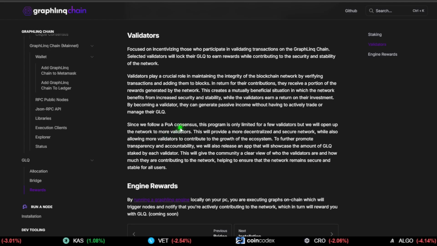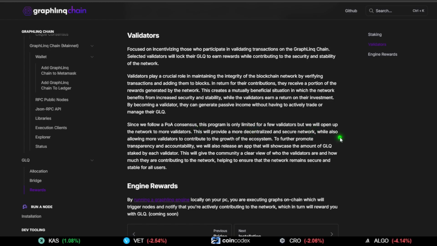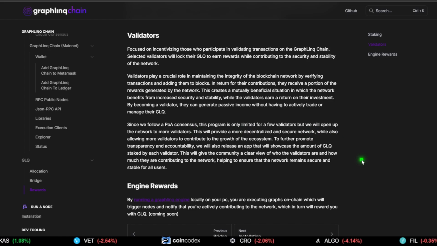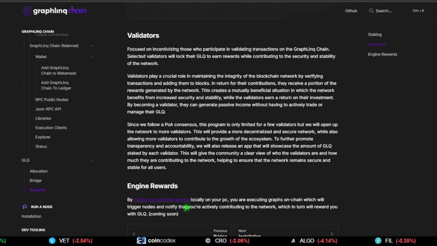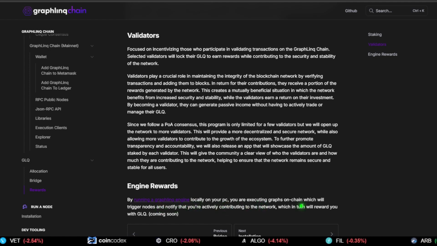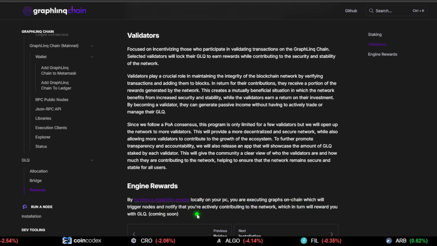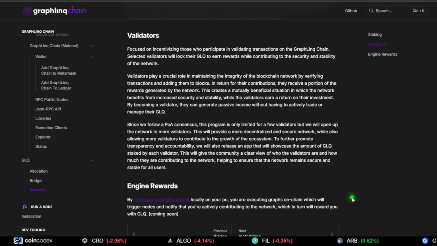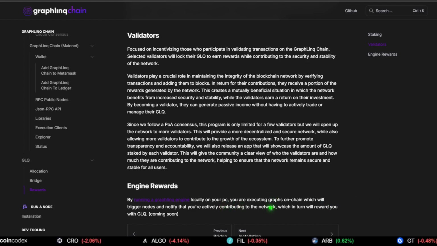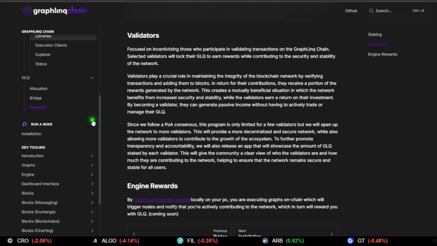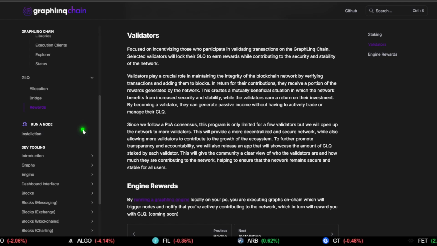So proof of authority consensus, which is what we talked about already. That's their consensus mechanism going forward. And then engine rewards. By running a Graphlinq engine locally on your PC, you are executing graphs on chain, which will trigger nodes and notify that they're actively contributing to the network, which will earn rewards for you in GLQ. Interesting, but again, there's a lot to be said here still.